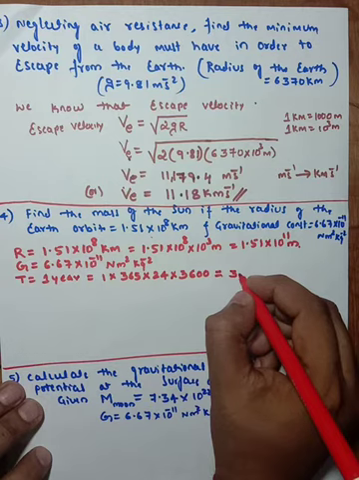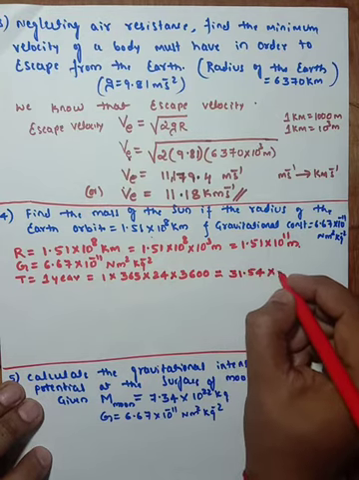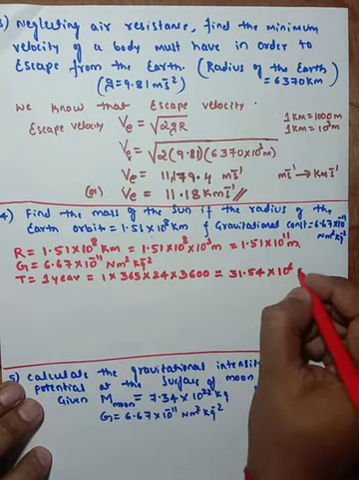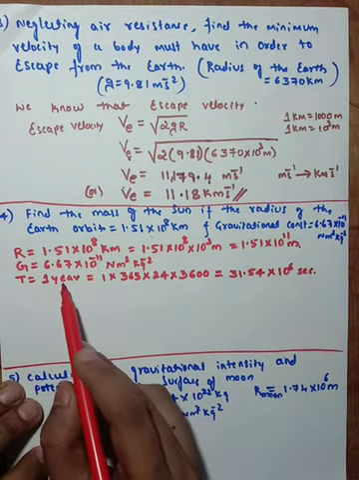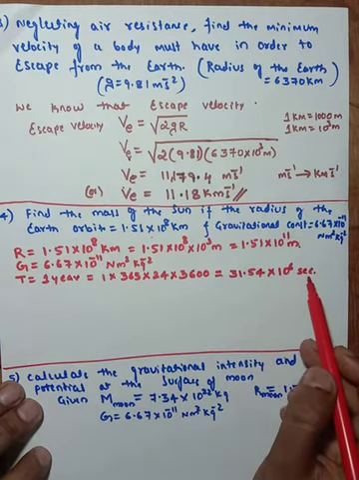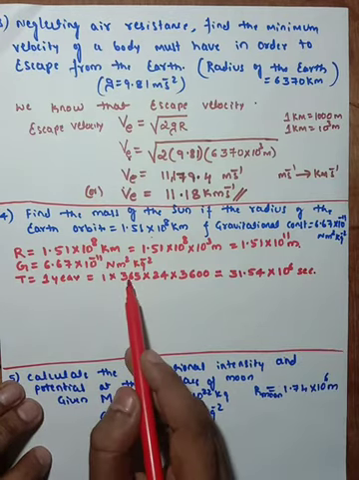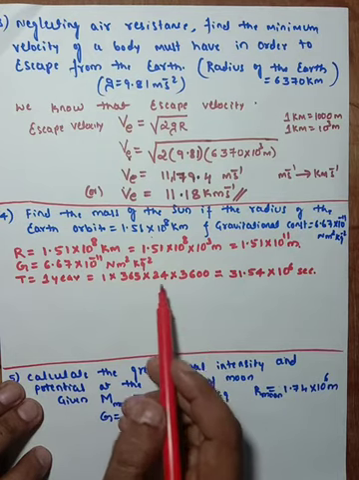Let me calculate first by using the calculator. Yes, I got this much, into 10 raised to 6 seconds. So 1 year can be converted into seconds: 1 year, 365 days, 24 hours, then 3600 seconds.